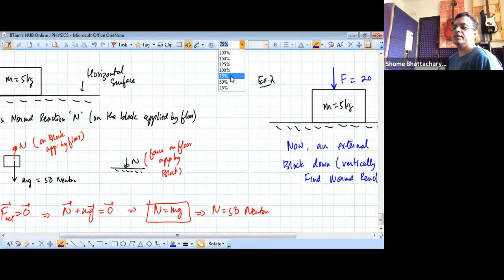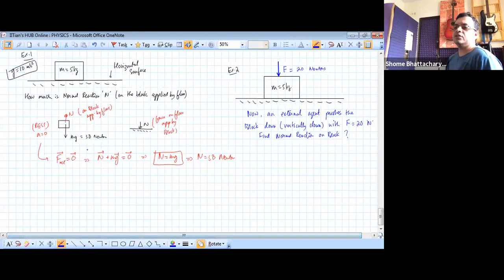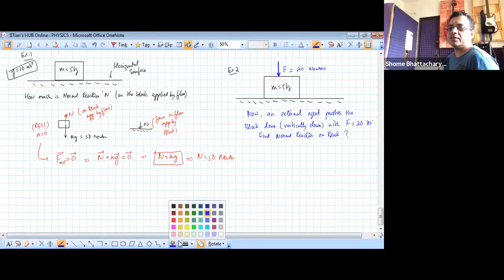It will increase to 70 newtons. So you can see now it's self-adjusting. On the other hand, the weight is not self-adjusting. Whether my external agent pushed or pulled, the weight has nothing to do with it. The weight will remain mg of 50 newtons vertically downwards. But depending on the other situation now, that in addition to the weight, I've also applied a downward force on this block, the normal reaction adjusts itself to balance so that the block remains in equilibrium. So that is what we mean by saying that normal reaction is self-adjusting.